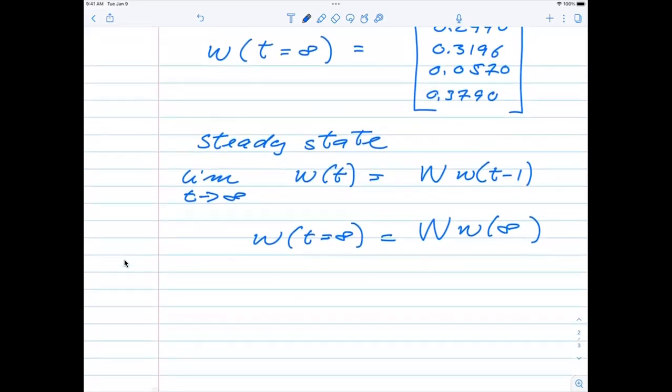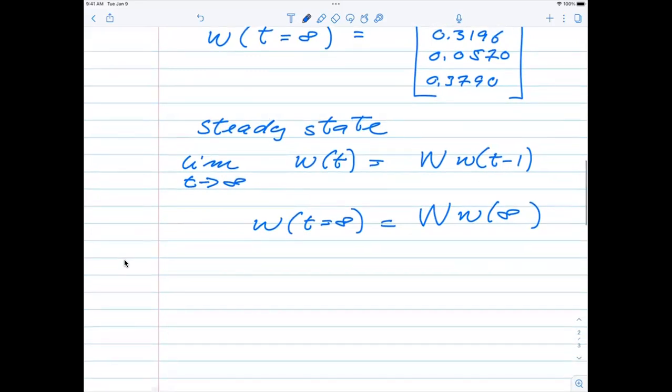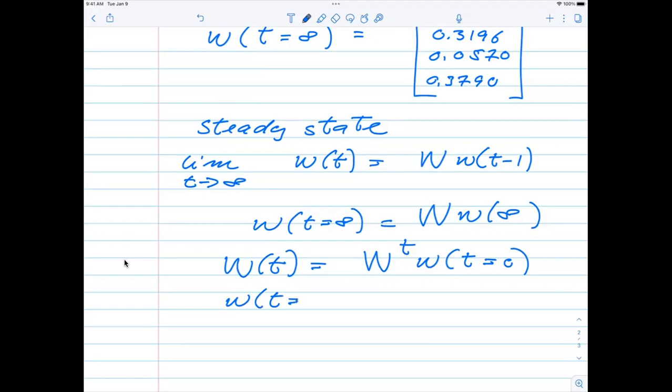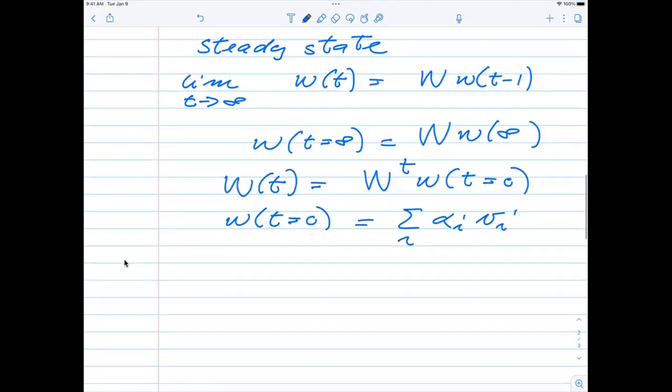And we can actually see that if we now think of this specific process as w(t), and we want to understand a little bit better what is going on, we can apply this matrix t times to the state at t equal to 0. Now, what we could do is to expand this vector at time t equals 0 in terms of the eigenvectors of the matrix W. So we can rewrite this in terms of a set of eigenvectors, v_i, where v_i are the eigenvectors of this matrix W.